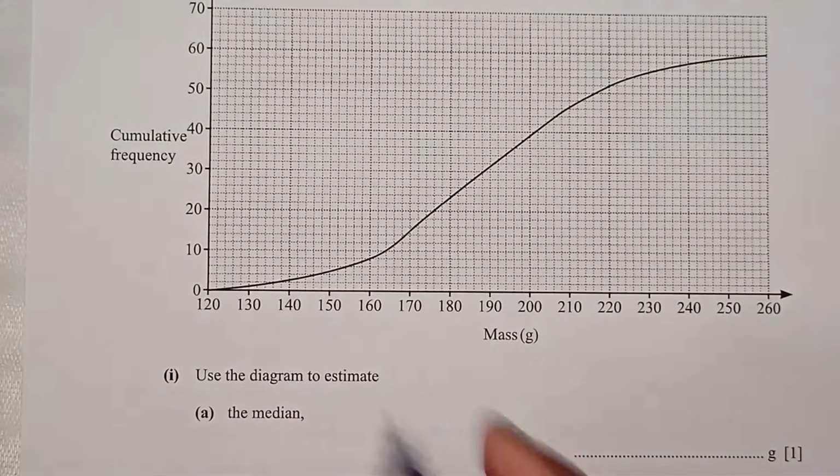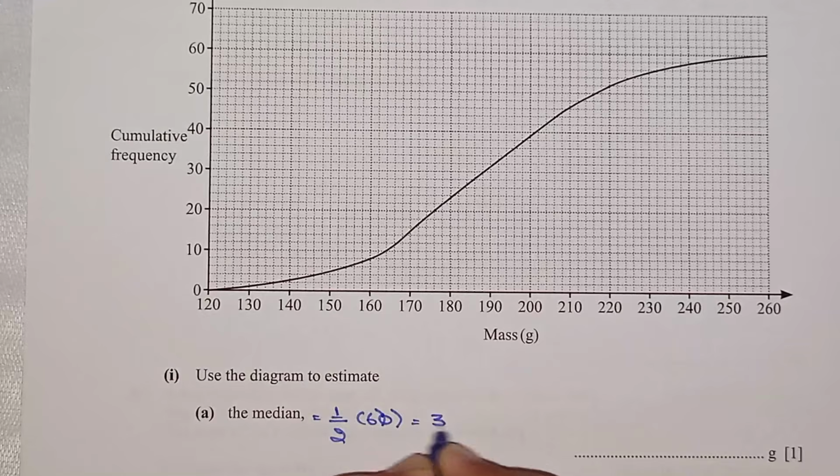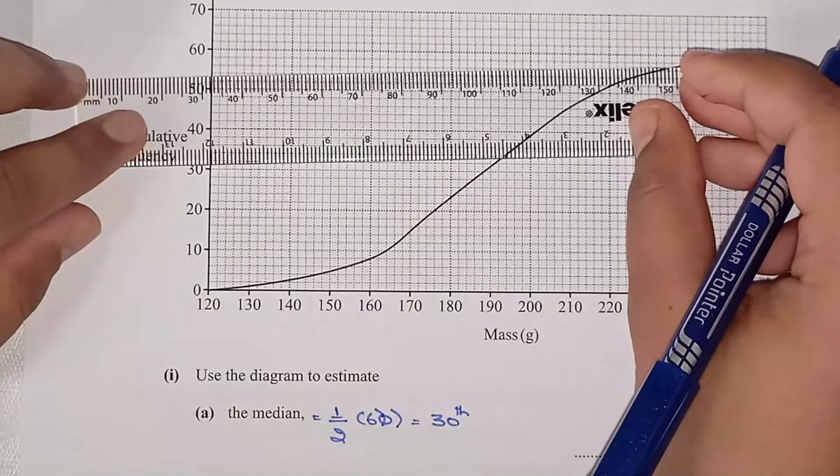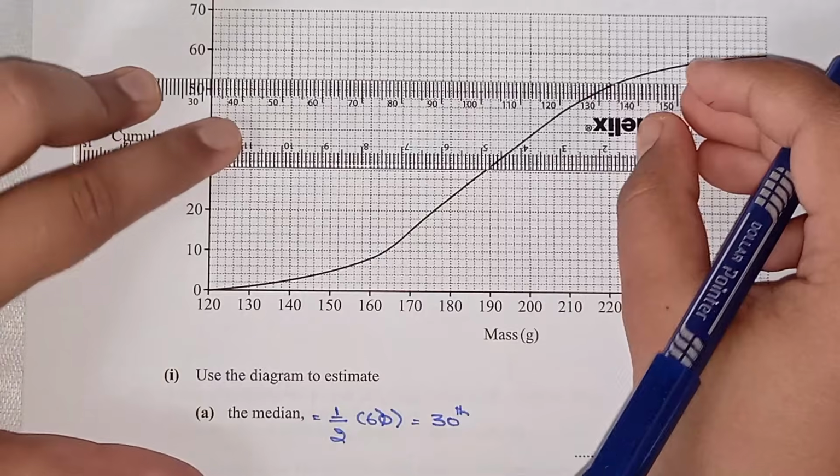Median, we know, is the half value. That is half of 60. This would be equal to the 30th value. We need to find the 30th value, right? Okay, going back to the curve and finding out what the 30th value is. Let me draw a straight line from 30.